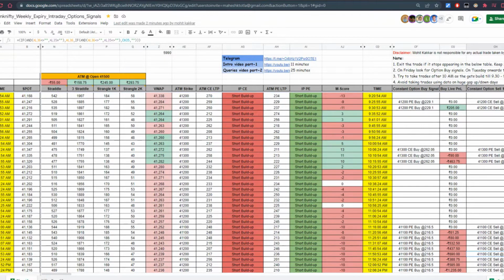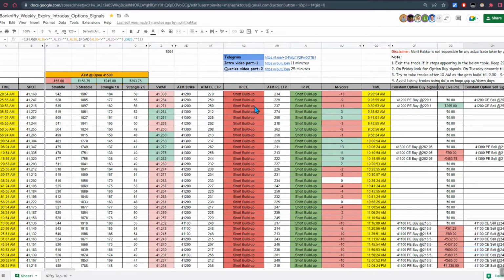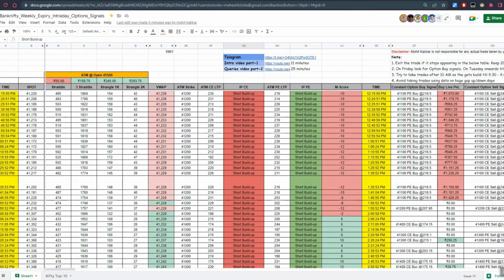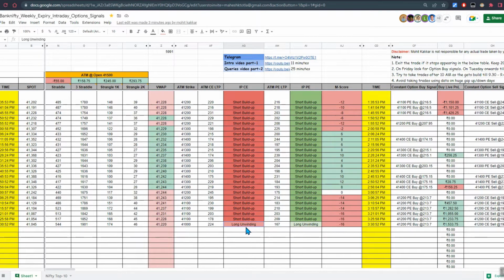So naturally, if there is a good amount of option writing on both call and put sides, this is a sideways day, and we can see that throughout the day there was short build up on both sides, call and put. So it didn't really go into a trending day. Examples of those two trending days we covered in these two above videos.